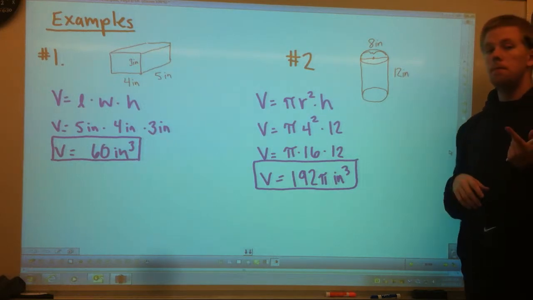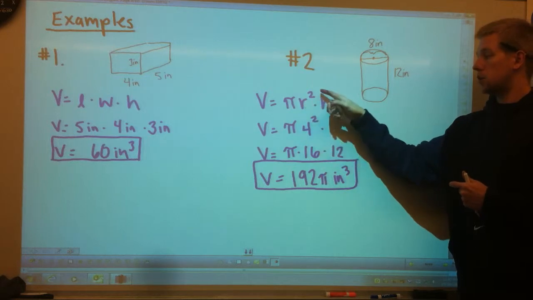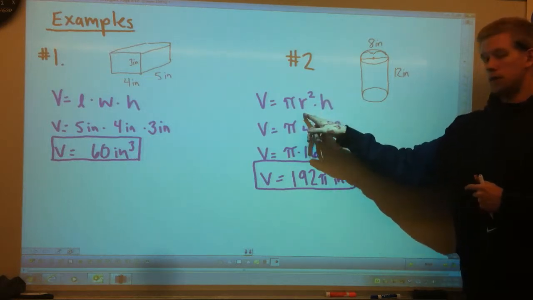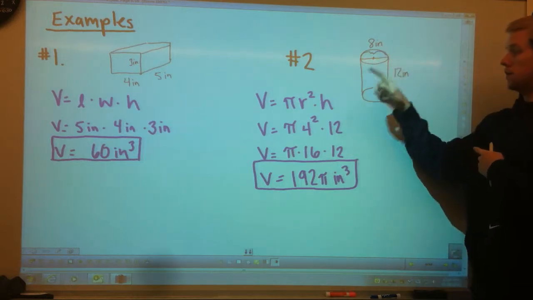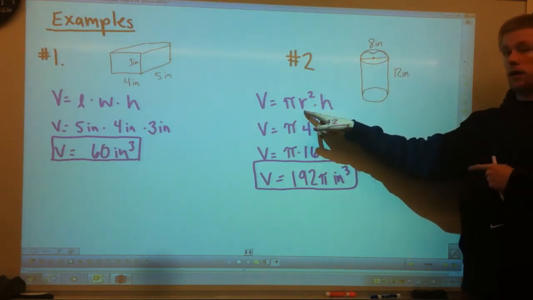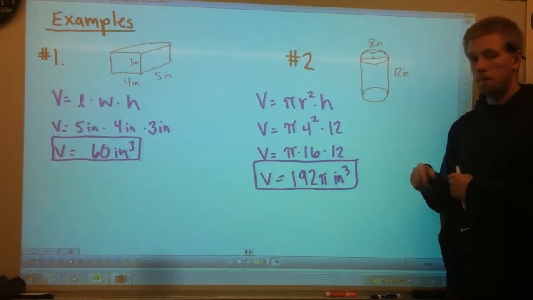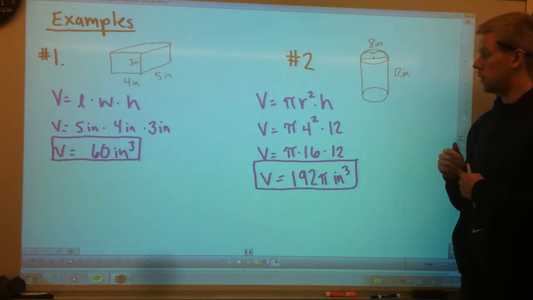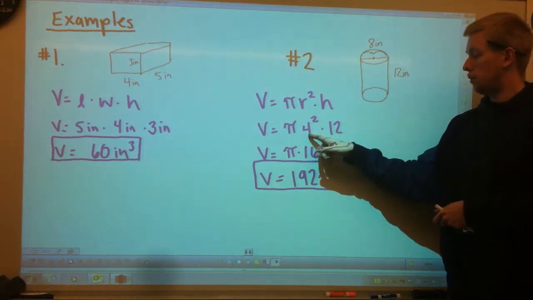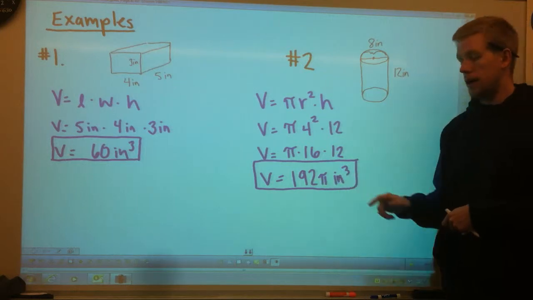Now, diameter is not what's in my formula. If I look at my formula, I have pi r squared times height. That r stands for my radius. So if I'm given a diameter, I need to divide it by 2 to get my radius. So 8 divided by 2 is 4. That's what I'm going to plug in here for r, and then my 12, I'm going to plug in there as well. So plug those in. 4 squared is 16. 16 times 12 is 192.